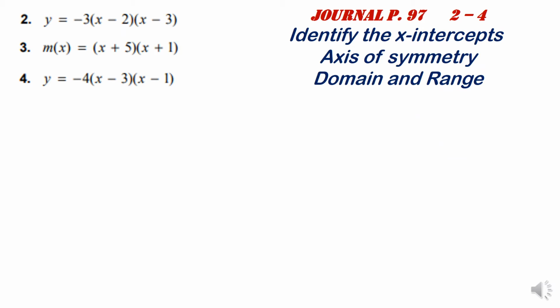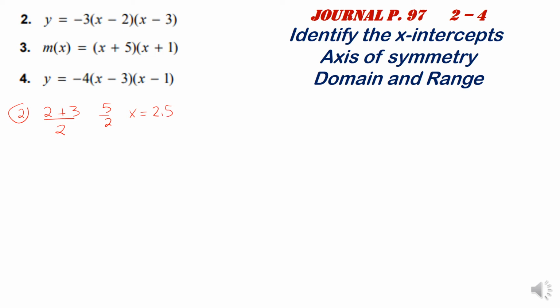Okay, so let's identify the x-intercepts, the axis of symmetry, and the domain and range for each of these graphs that we have here. So we're just going to go through them in practice. So we've got number 2, our x-intercepts are 2 and 3. We're going to divide that sum by 2. We get 5 over 2, so our axis of symmetry is 2.5.